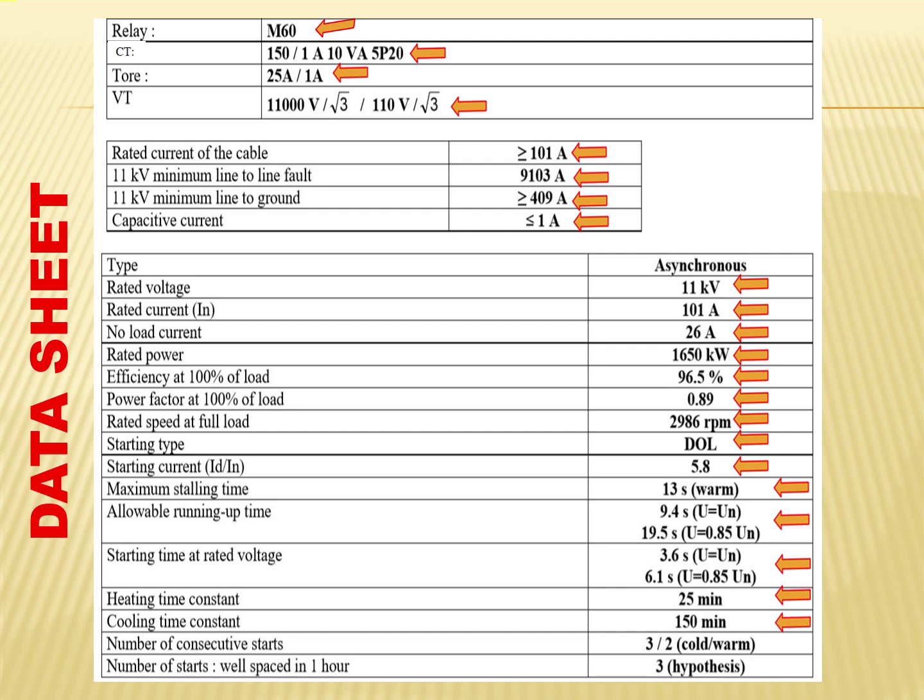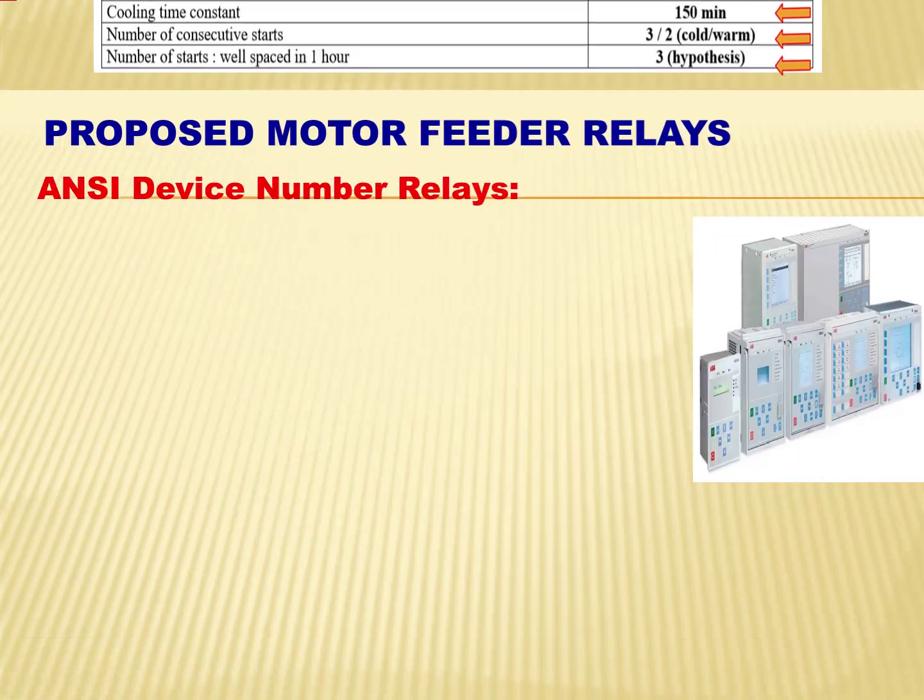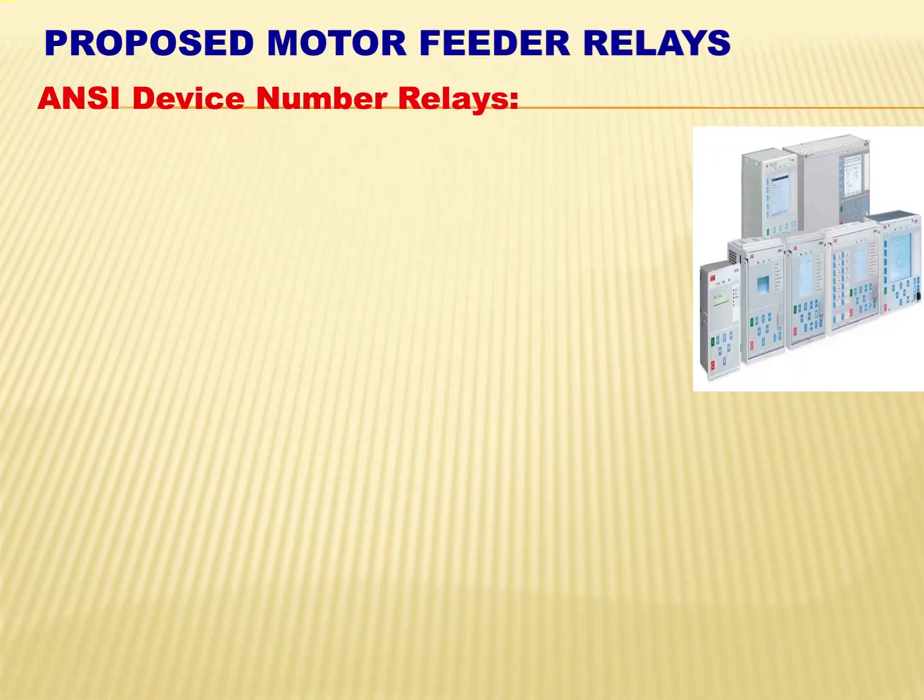And the cooling time constant will be 150 minutes. The number of consecutive starts when it is cold will be 3, and when it is warm will be 2. And the number of starts, properly spaced in 1 hour, will be 3. Next, these are the proposed relays for our motor feeder.